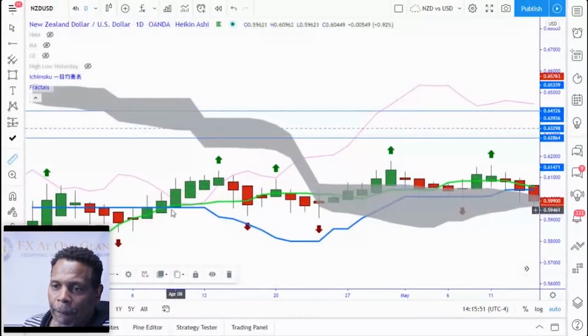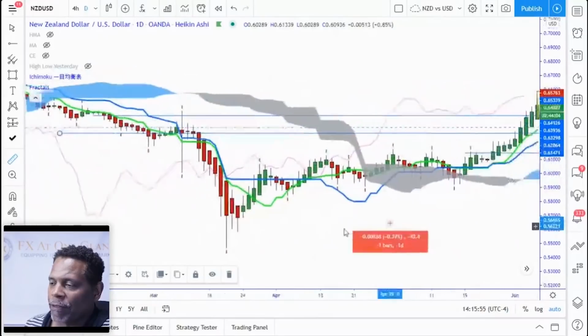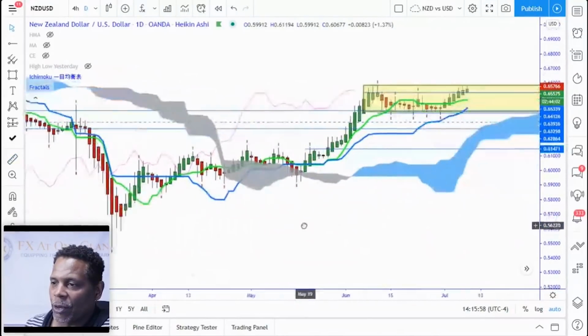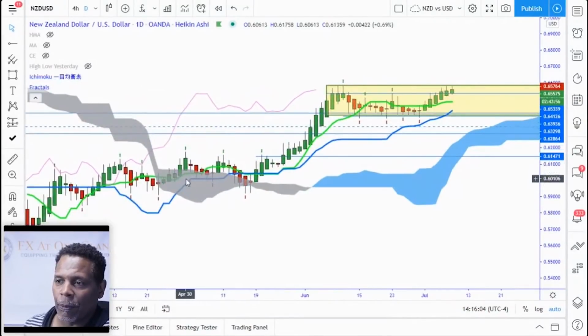And this was your entry. Now you want to wait for your bounce, right? So you're waiting to bounce off Tenkan-sen or Kijun-sen. So now you wait. To me, and also you trade the zone, okay? I'm not going to get too deep into this right now.